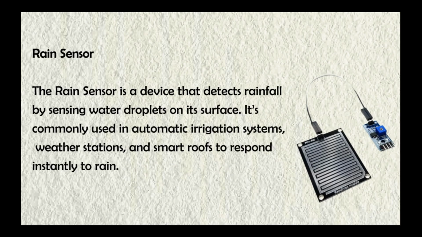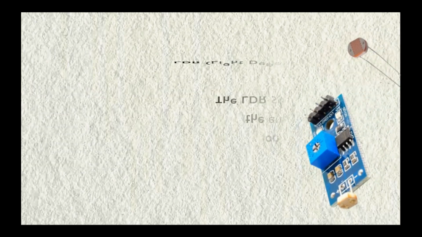The component we would like to try next is the rain sensor. It detects rainfall and can trigger automatic systems like irrigation or weather alerts. This sensor helps in creating smart projects that respond to changing weather conditions.